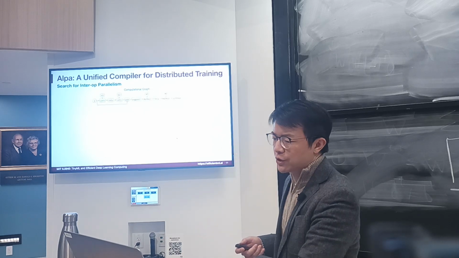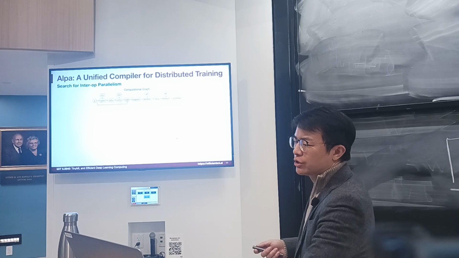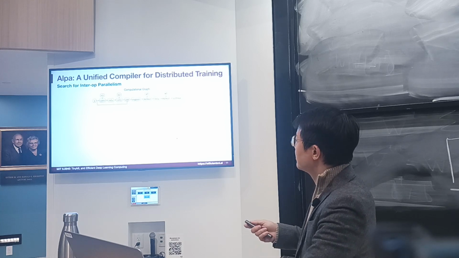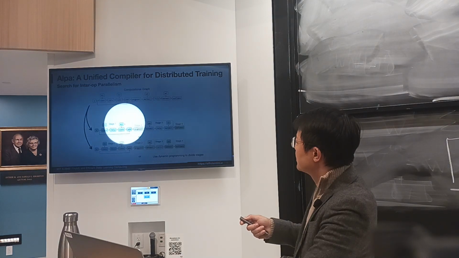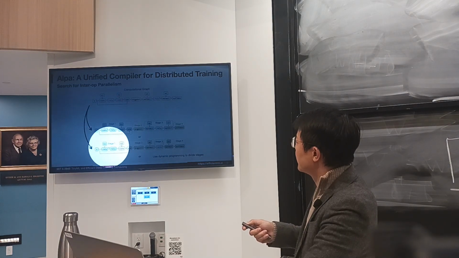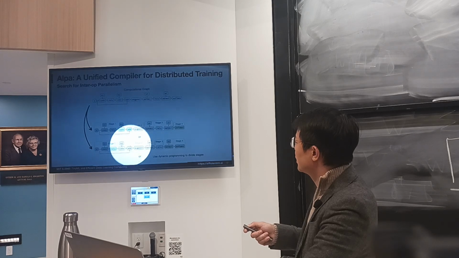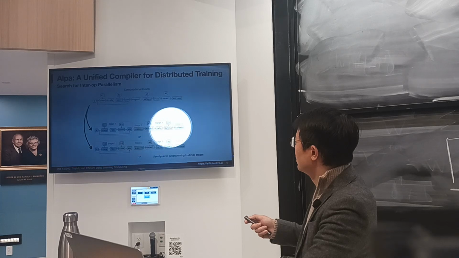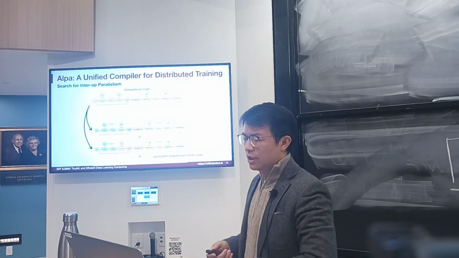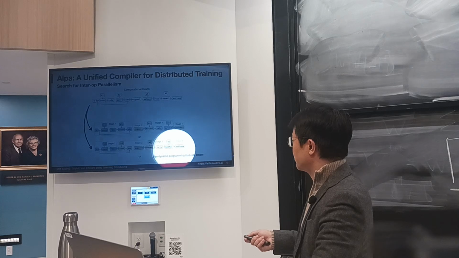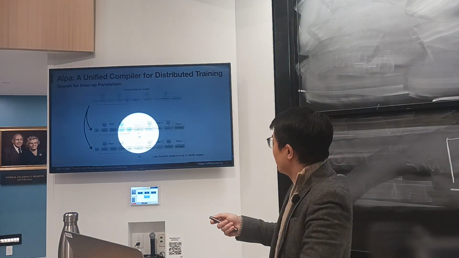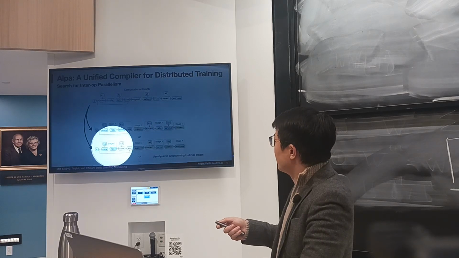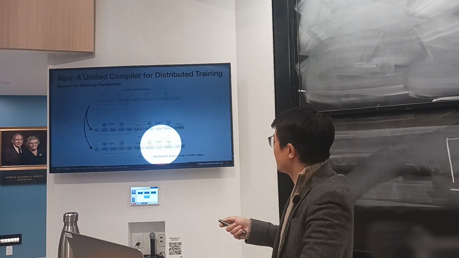Then Alpa will search for the inter-operator parallelism. Given a computational graph, stage 1 can either include these two layers or this one layer. Stage 2 can be either a single pooling layer or this conv and average pool module. So there are different approaches. You can use dynamic programming to divide the stages, either 2 plus 1 plus 2 plus 1, or 1 plus 3 plus 1 plus 2.